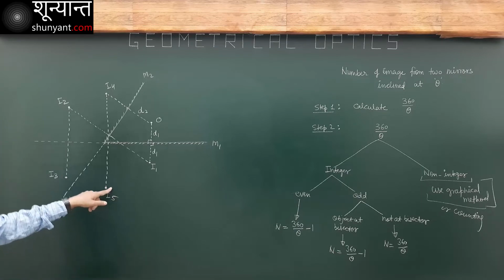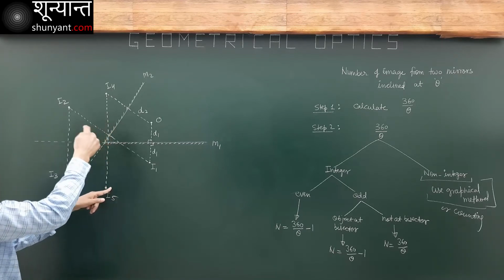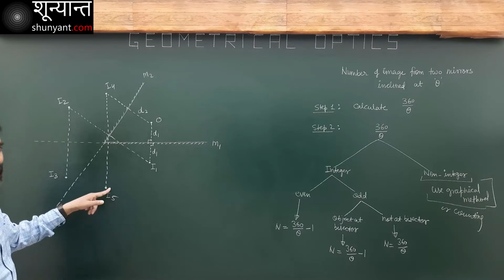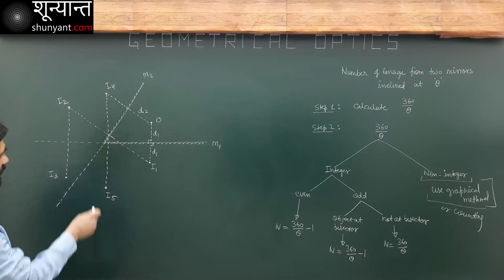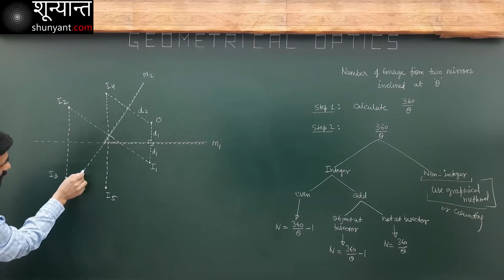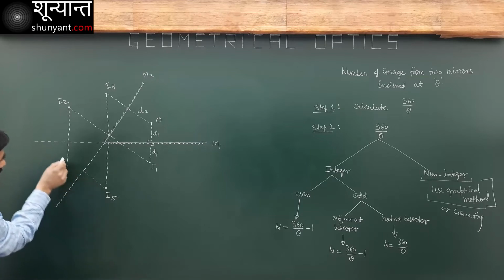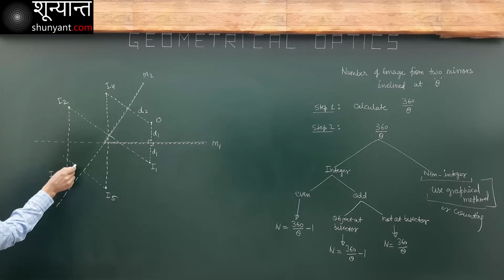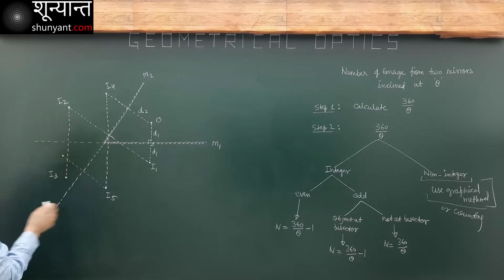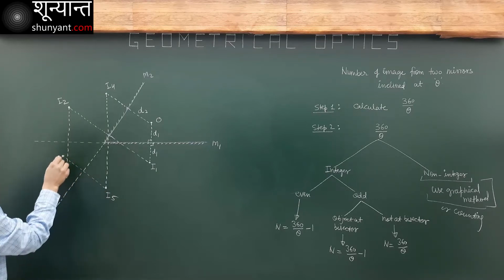Now this is in front of M2. This is from M1, so the next image will be from M2, at the same distance behind the mirror. Exactly the same distance. This is I6.